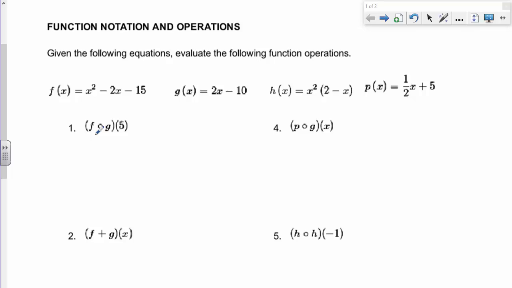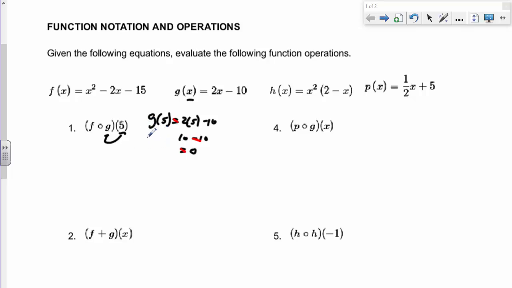Number one here. This is a composite function. So basically, what we're going to do is take this input 5, and we're going to plug it in as an input for g. So this x right here is now going to become a 5. So what we're basically saying is we want g of 5. Right. So this x is now 5, and this is going to be 2 times 5 minus 10. 2 times 5 is 10, so 10 minus 10 is of course equal to 0.